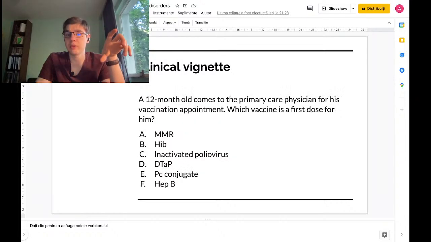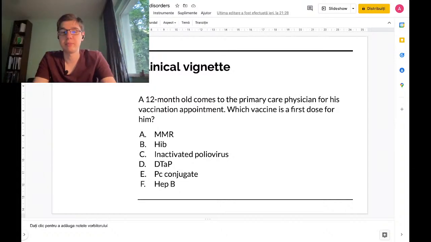Now we have a 12-month-old who comes to the primary care physician for his vaccination appointment. Which vaccine is the first dose for him? The MMR, the HIB, the poliovirus, the DTaP, the pneumococcal conjugate, or Hep B? Please let me know your answer in the voting poll.